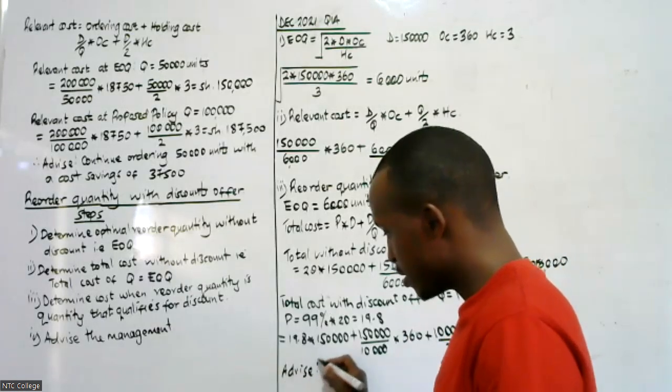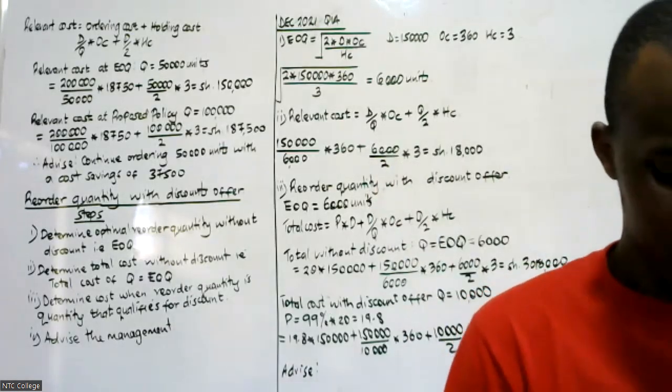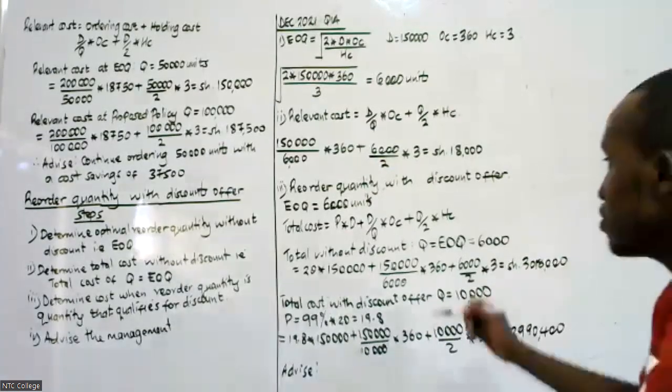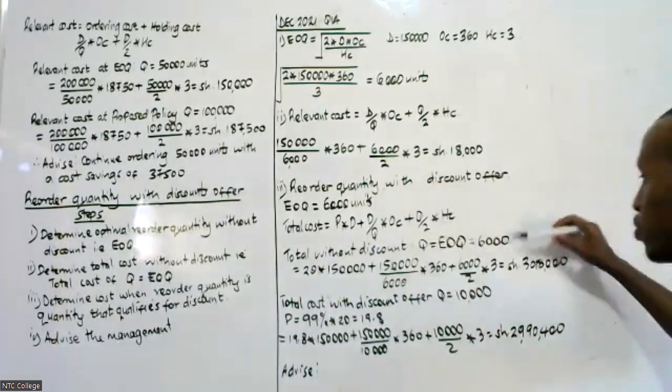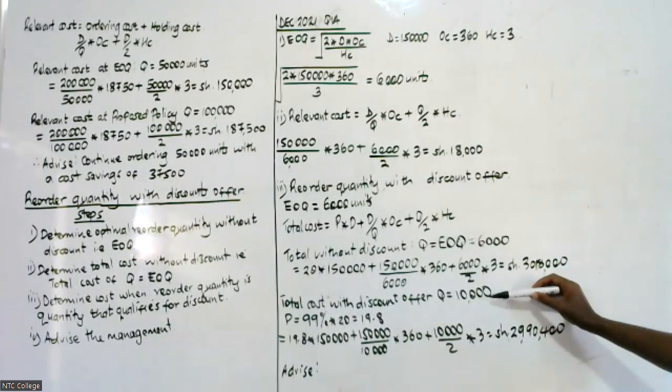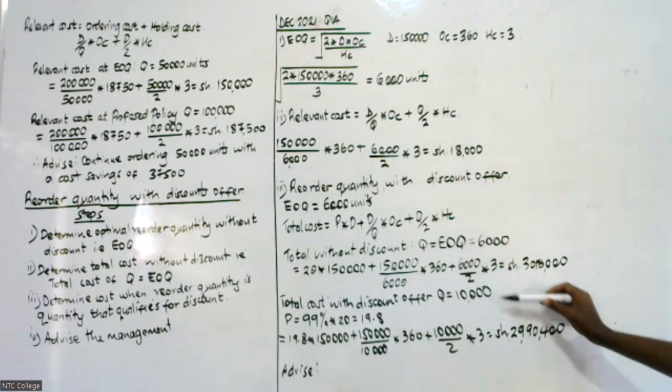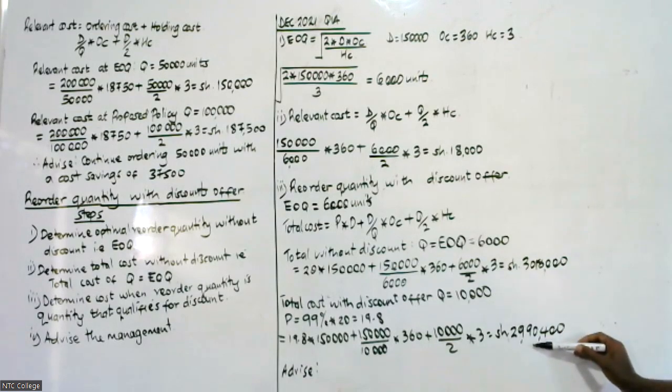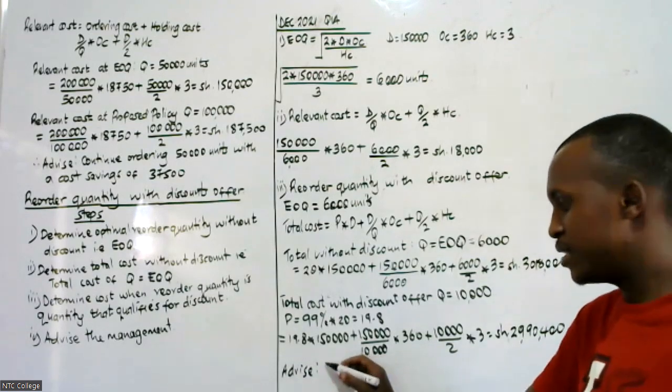So when you calculate that, you must advise them. When they continue buying the EOQ, they're going to incur a cost of 3,015,000. But when they accept the discount and buy 10,000 units, they're going to incur 2 million. So you're going to tell them, accept the discount.